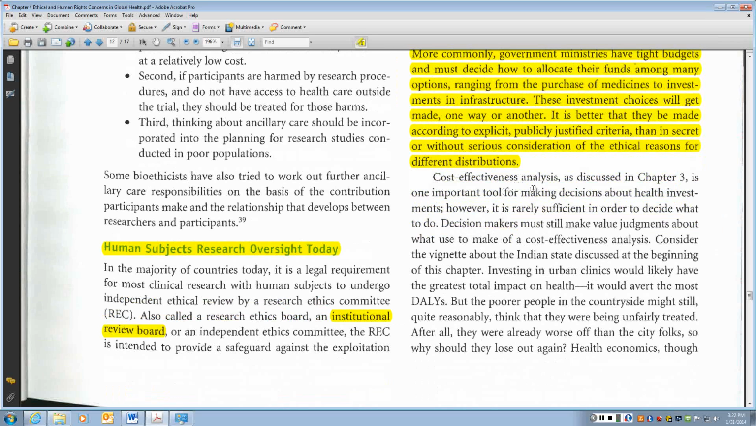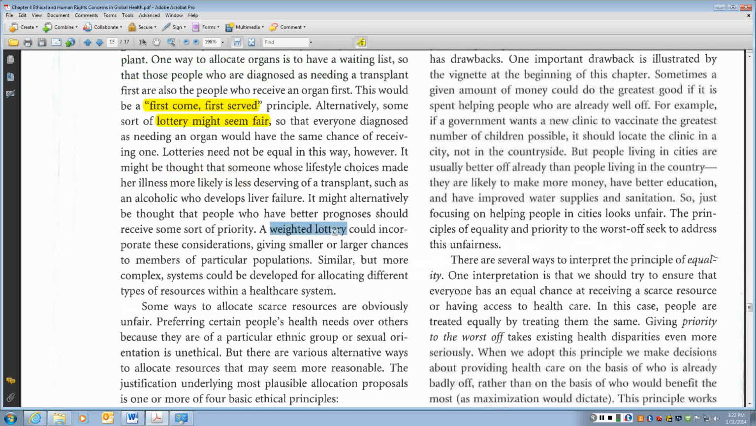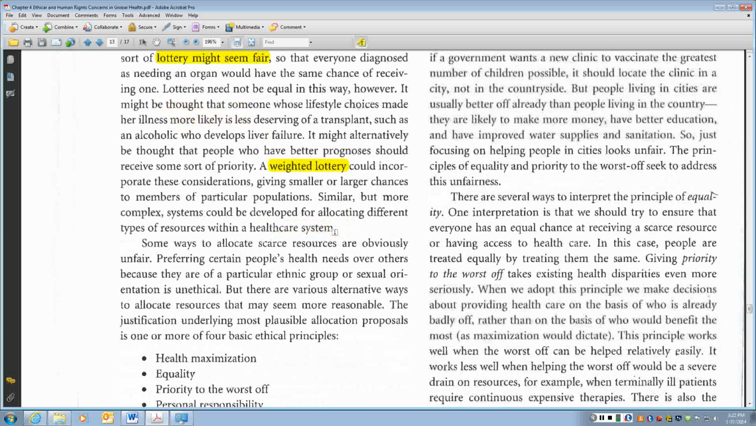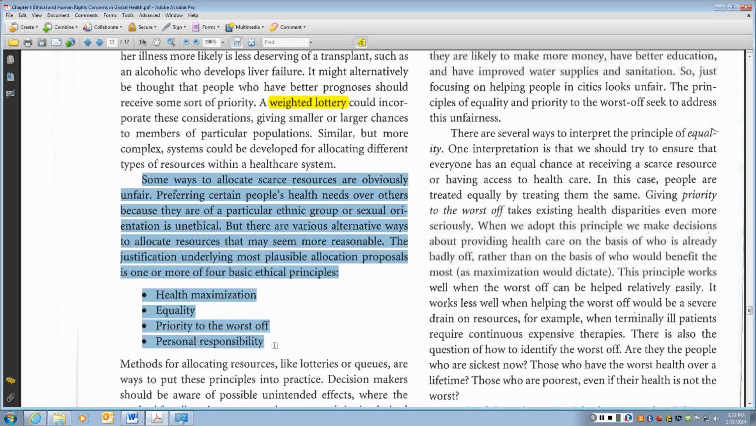On the next page, it goes through different ways of distributing those limited resources, and they're again using the organ as the example, and it's the first come, first served. They also talk about a lottery might seem fair, and then notice down, talk about a weighted lottery. Really, how do you decide who, what are those parameters you would put on that? And that's continued talking about scarce resources in these bullets here.